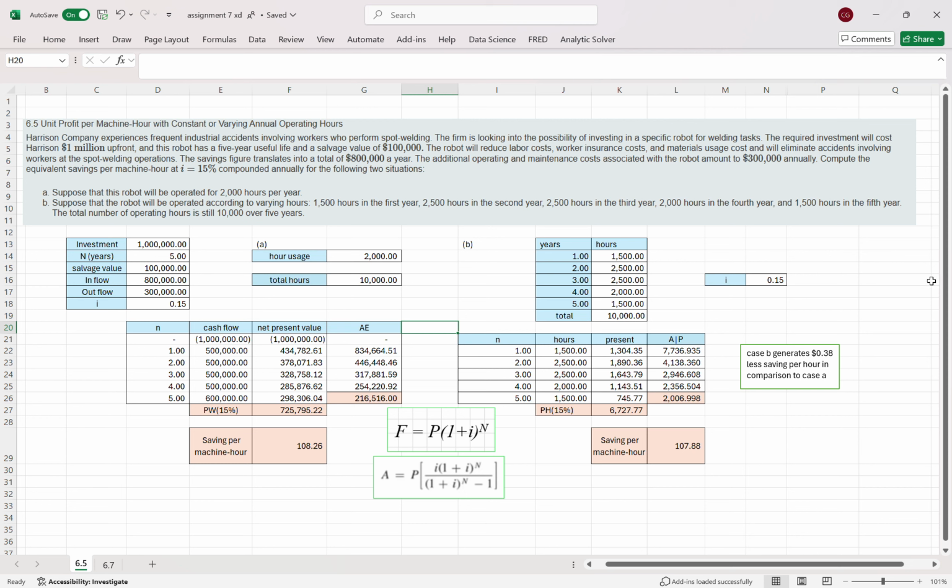Okay, so for problem 6.5, we are asked to compare the savings per machine per hour from two different options. One option is with a constant amount of hours per year, and the second option with varying hours per year.